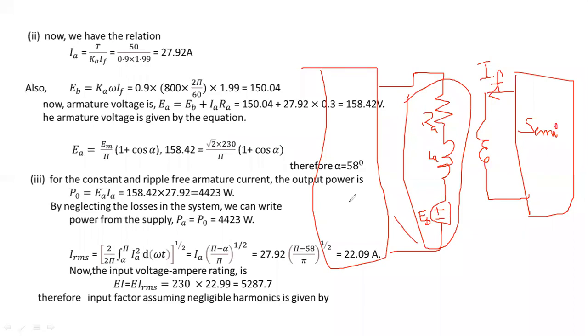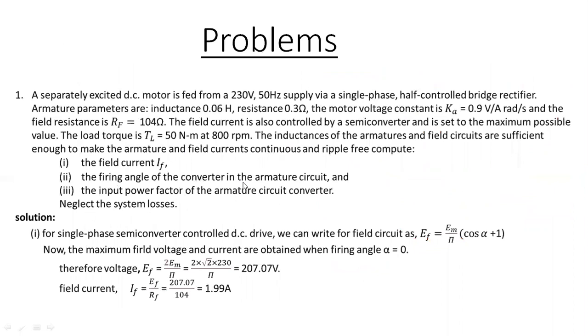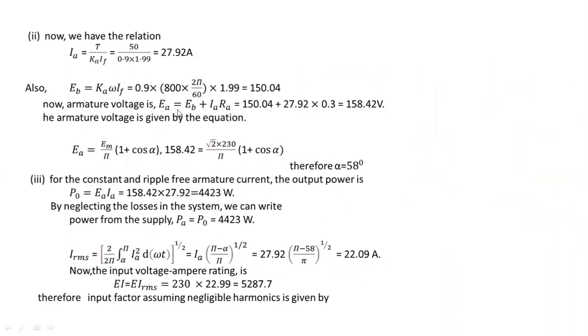In the second bit, we have to calculate the armature firing angle, the firing angle of the converter in the armature circuit. To calculate the firing angle, we know the formula EA is equal to EM by pi into 1 plus cos alpha. This is the average voltage of the motor or the terminal voltage of the motor.